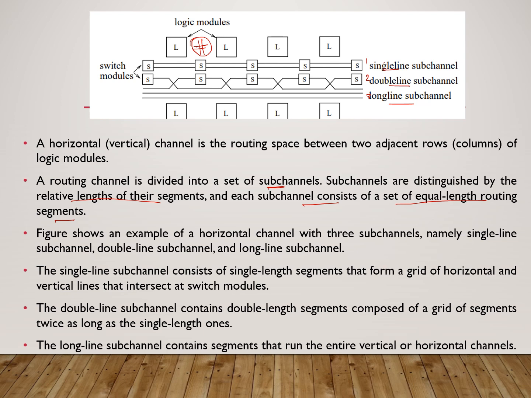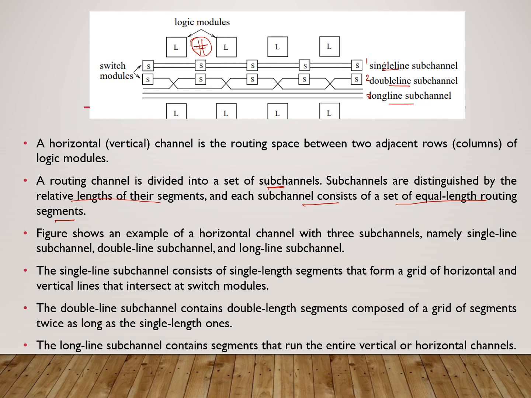The double line sub-channel contains double length segments, and the length of the segment is twice as long as the single length one, right? And third, the long line sub-channel contains segments that run the entire vertical and horizontal channel. It does not contain any switch. The long line channel does not contain any switch, right? It runs through the entire vertical as well as horizontal channels.